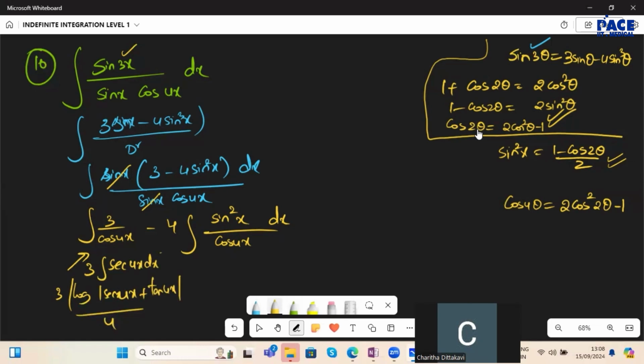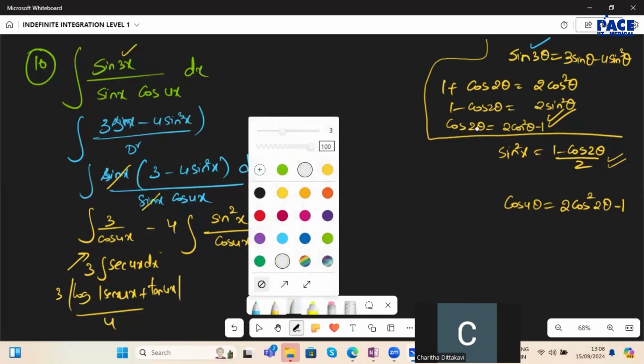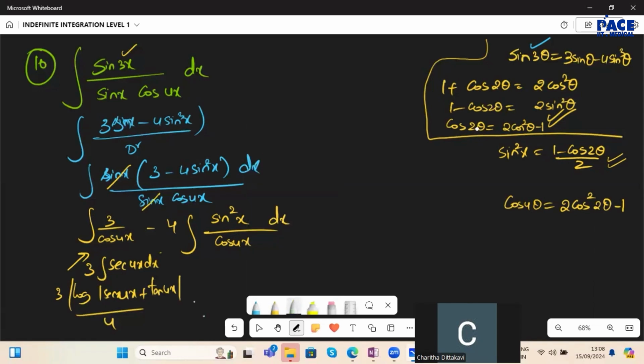My concentration is completely now on the second part. Second part, how do I do it? Now this sin square x is what I am replacing. So now coming here, 4 times integral of what is sin square x? (1 minus cos 2 theta) by 2 into, this is nothing but 2 cos square 2 theta minus 1. All right. So what best can I do now? 4 cos 2 theta.